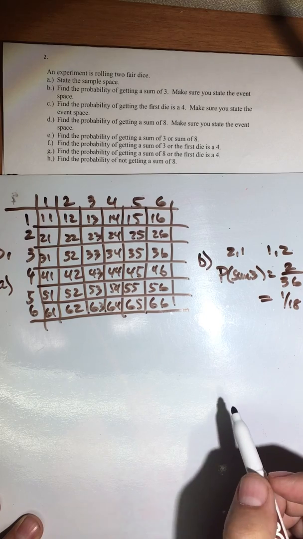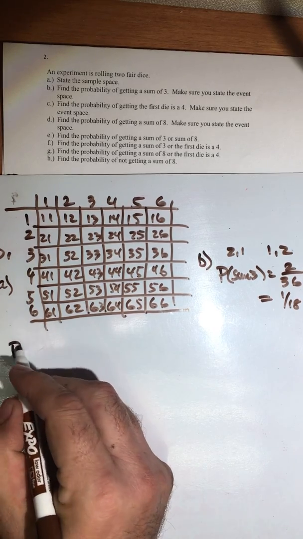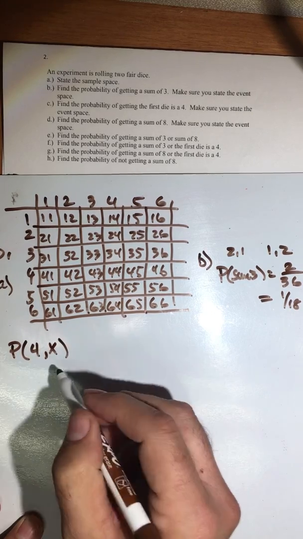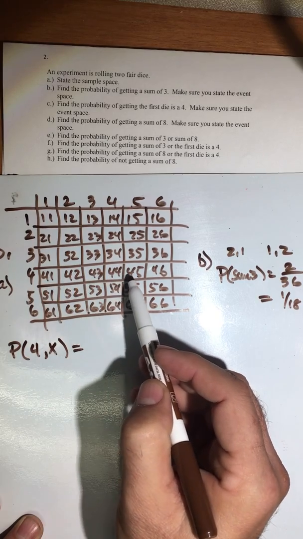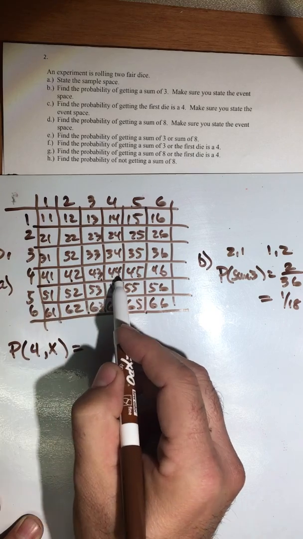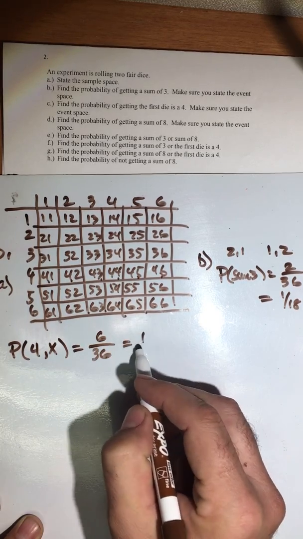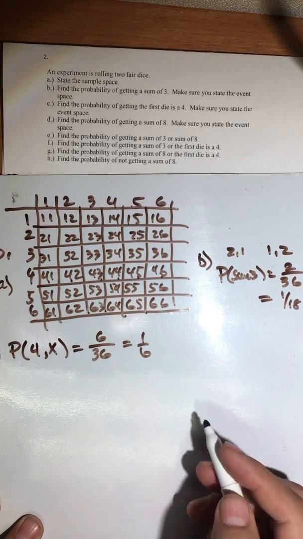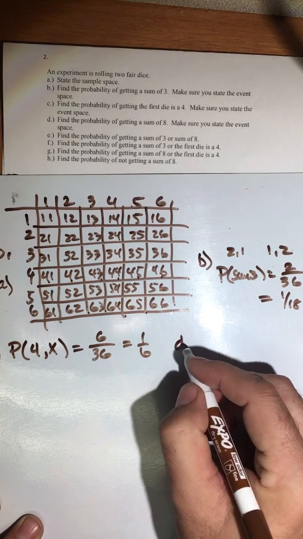Part C, find the probability that the first die is a 4. So the probability that the first die is a 4 and then anything else. Okay, well, what can happen? Well, I can get a 4,1; 4,2; 4,3; 4,4; 4,5; or 4,6. So there's a total of 6 ways that it can happen out of 36 possibilities, which is 1 out of 6. So there's C.